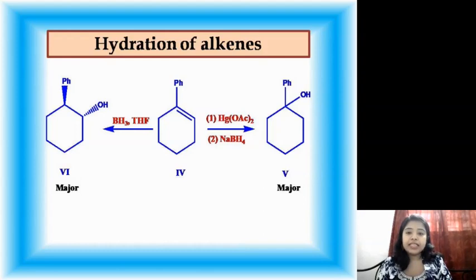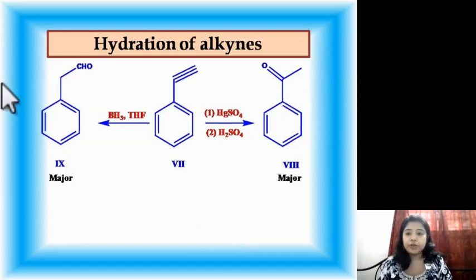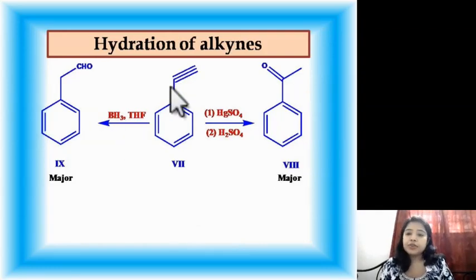In the next case, after the hydration of alkenes, this is the hydration of alkynes. Now in the case of an alkyne also, there is a triple bond, and we are adding two reagents, and among these two reagents there is the CHO and this is a C double bond O.